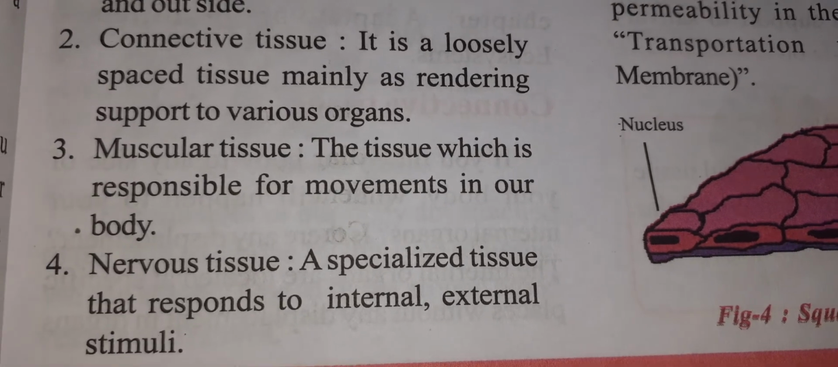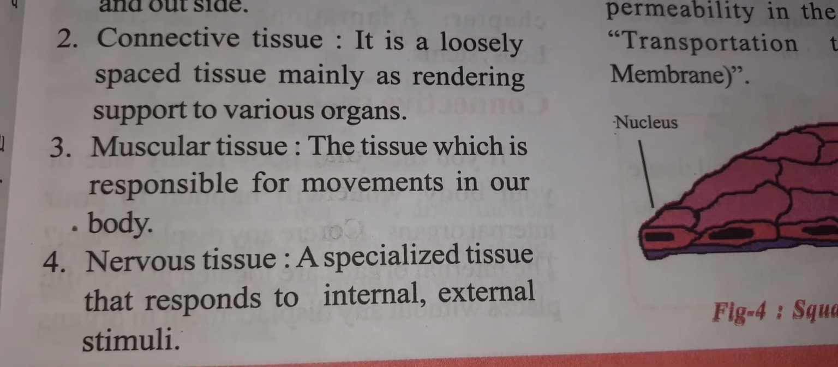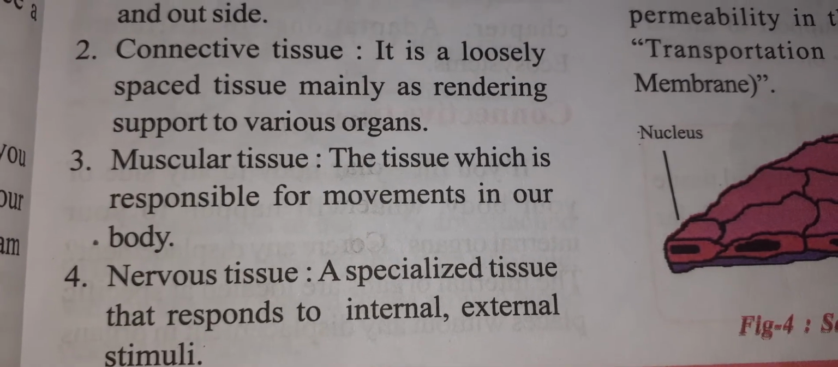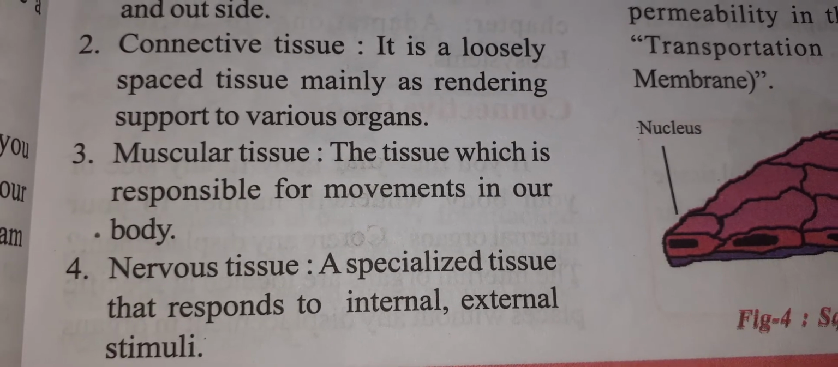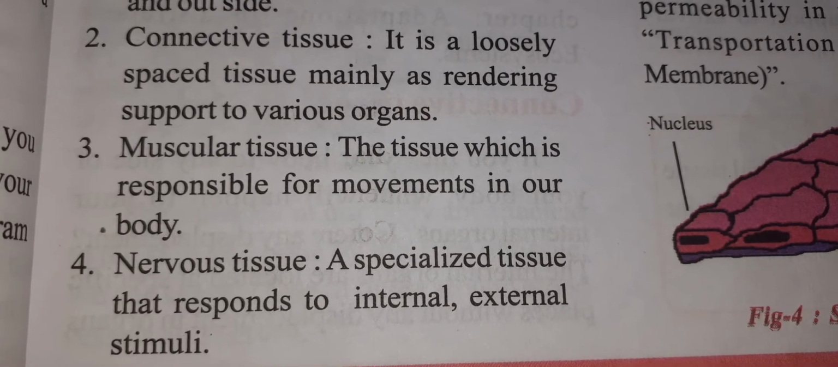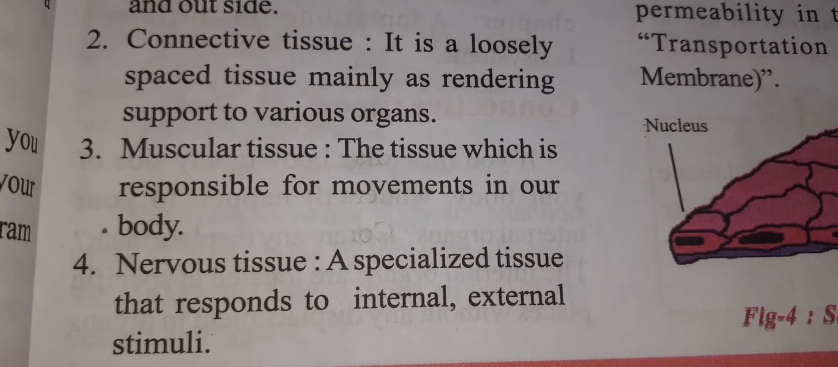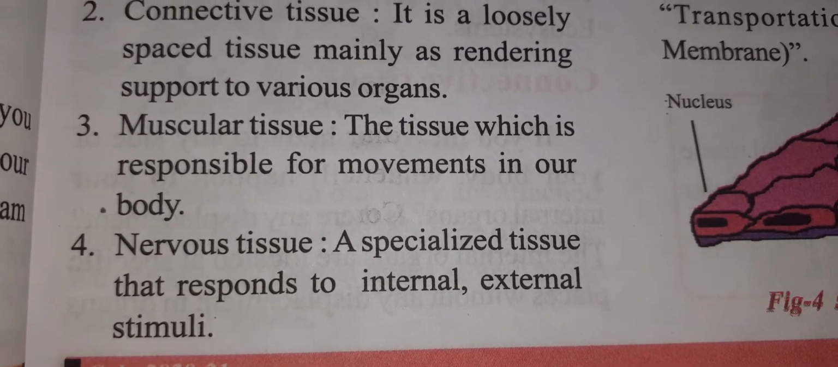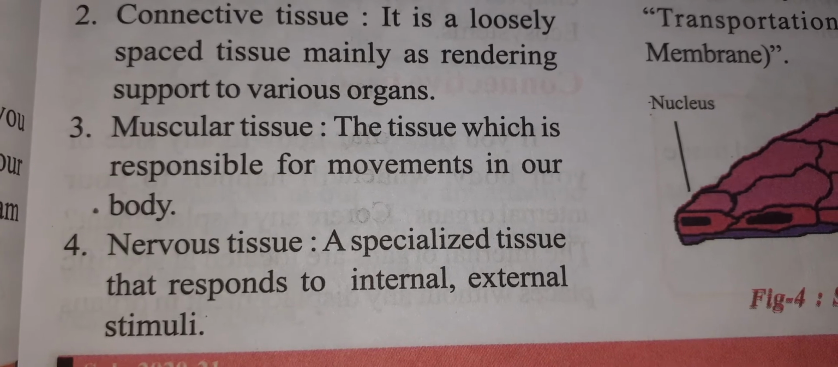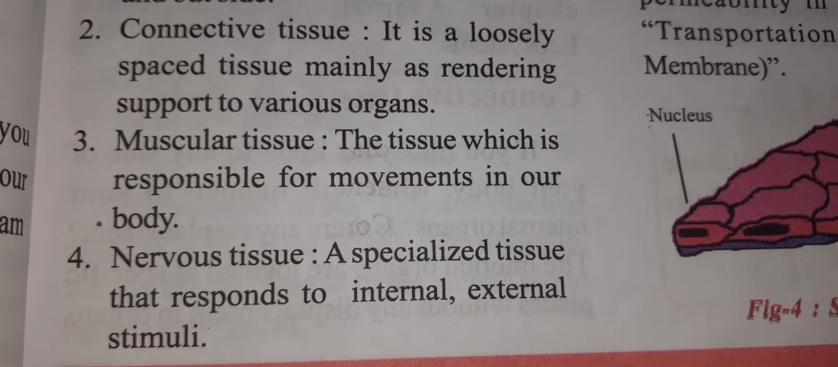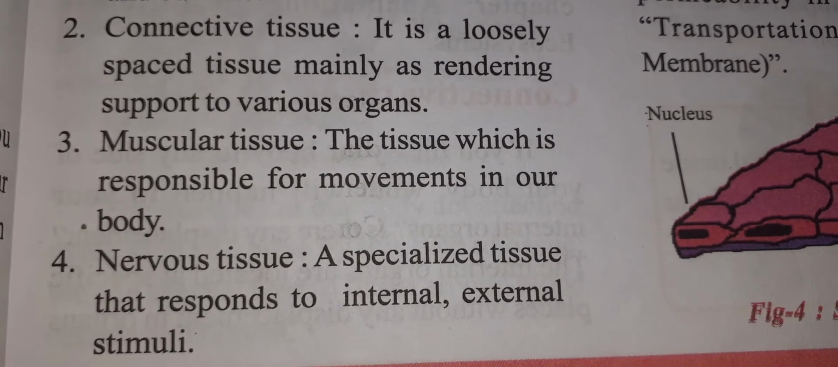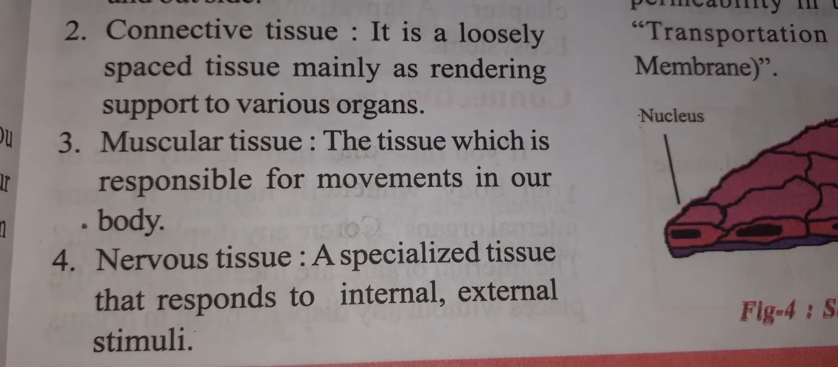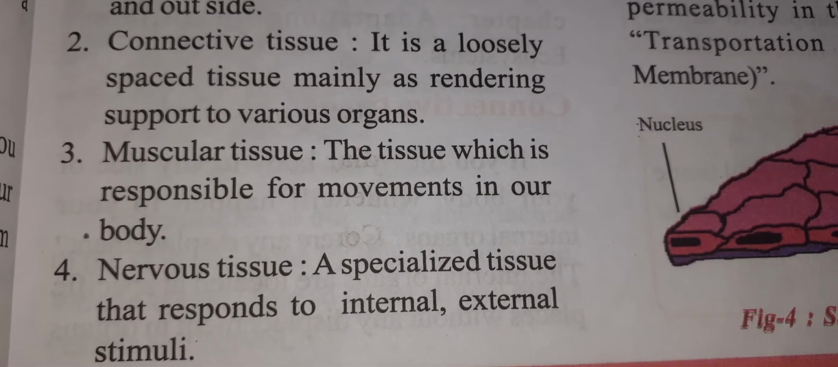And the third one is muscular tissue. The tissue which is responsible for movement in our body, we call muscular tissue. Okay students, now lastly we will discuss nervous tissue, a specialized tissue that responds to internal and external stimuli. An important tissue that is responsible for internal and external stimuli we call nervous tissue.